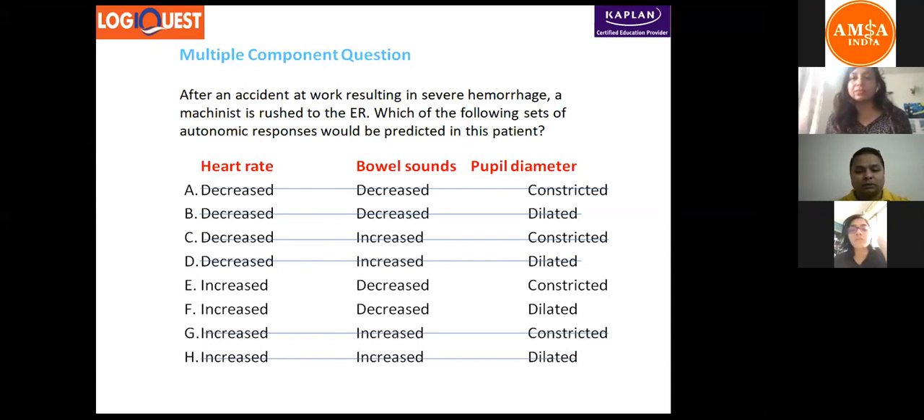Now we're talking about pupil diameter. Will it be constricted or dilated? Okay, what do you guys think? Will pupil diameter be constricted or dilated? Dilated. People are saying dilated. Right? So we eliminate the unwanted ones, and that's how you come to a particular conclusion.